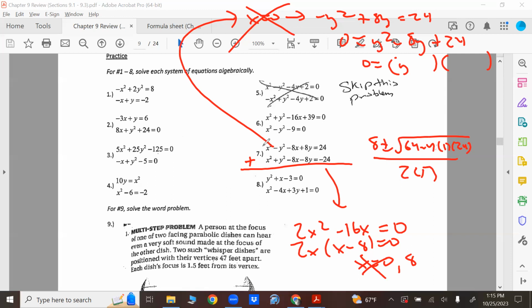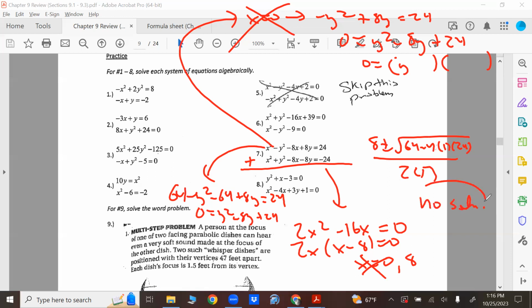Let's do 8 next. If I do 8 next, I get 64 minus y squared minus 64. Okay, same thing is going to happen, right? Everything cancels when I plug in 8. So, yeah, they don't intersect, guys. Same thing. So the answer is no solution. Yeah, because you have a hyperbola and an ellipse, right? Yeah, the answer is no solution.